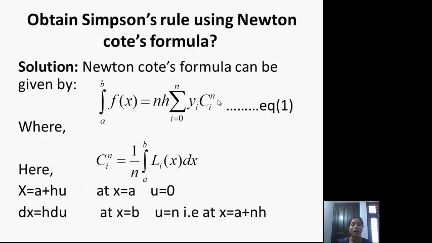Newton-Cotes formula. So we have to be familiar with the Newton-Cotes formula, that is the integral from a to b of f(x) equals nh summation i equals 0 to n of y_i C_i^n. Here C_i^n is the Cotes number and its formula is given by 1 by n, integral from a to b of L_i(x) dx. So here at x equals a, our u equals 0. That is, when we substitute x equals a in this, we'll find u equals 0. And when we substitute x equals b, we'll find u equals n. Here x equals b means x equals a plus nh.